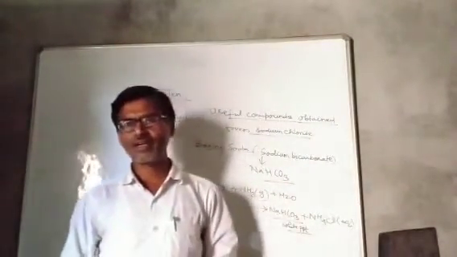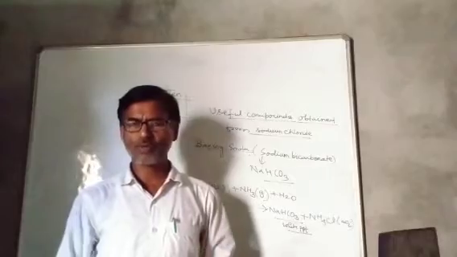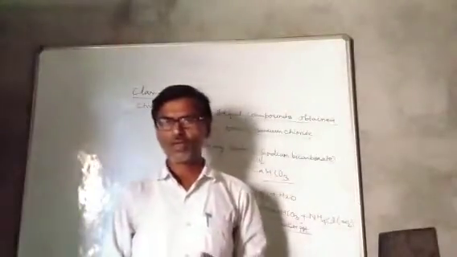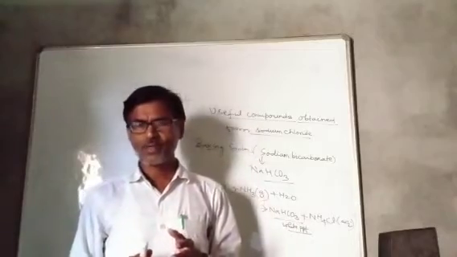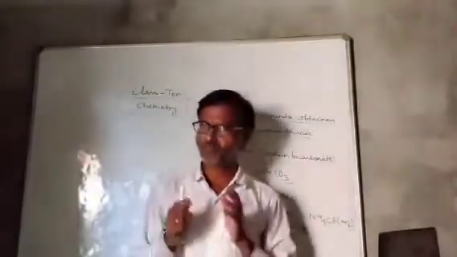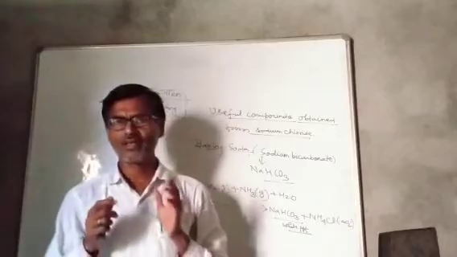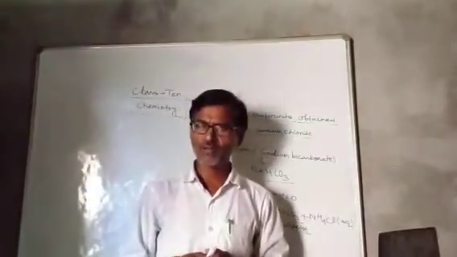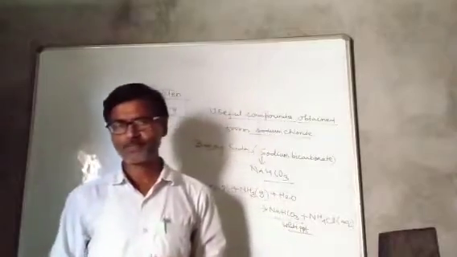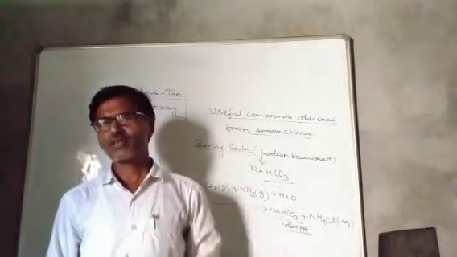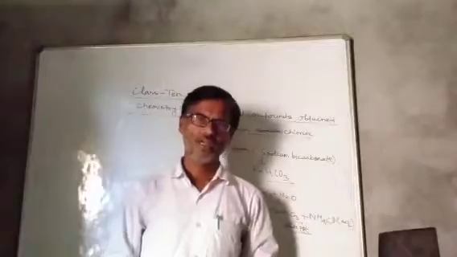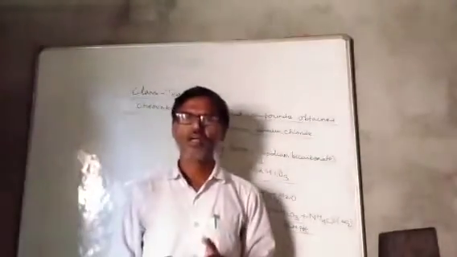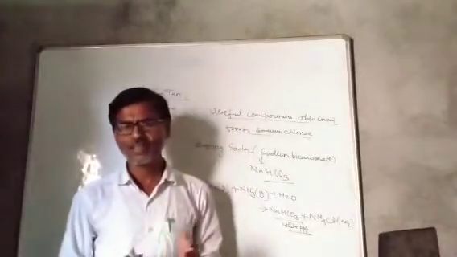In chemistry we are reading about useful compounds prepared from sodium chloride. In this section we discussed the preparation, properties and uses of caustic soda and washing soda. Next is baking soda. In this video, I will discuss the preparation, properties and usage of baking soda.